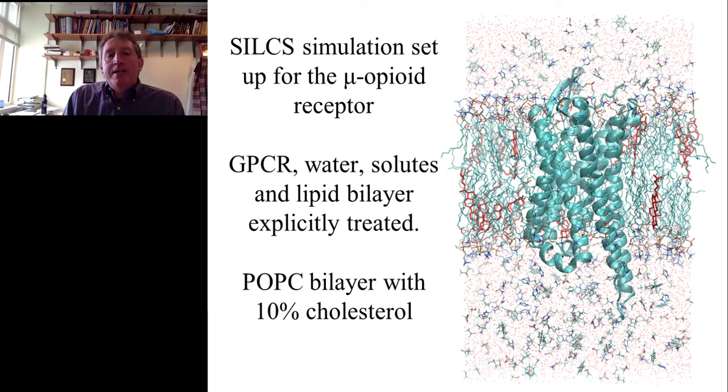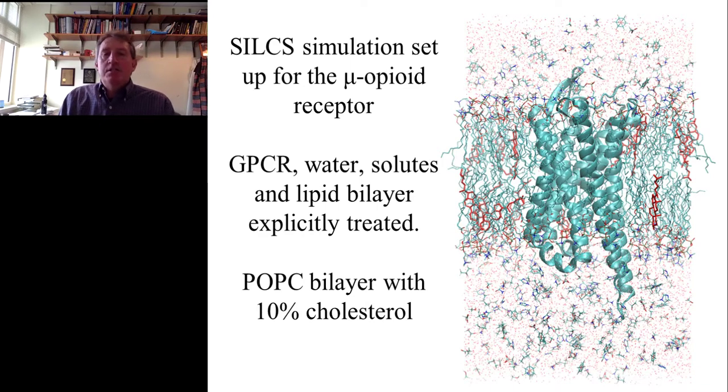So we get back to our GPCRs, and here I now show the Silk simulation setup for the mu opioid receptor. You can see here's our GPCR. It's got the 7 transmembrane helices. Here's the extracellular face. Here's the intracellular face. Our ligand binds down in here.